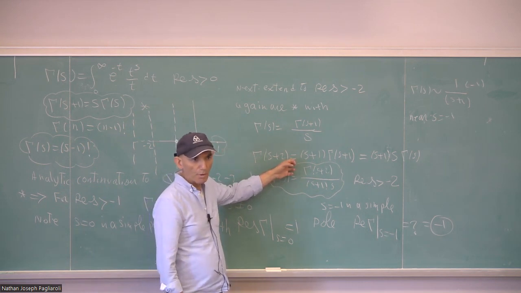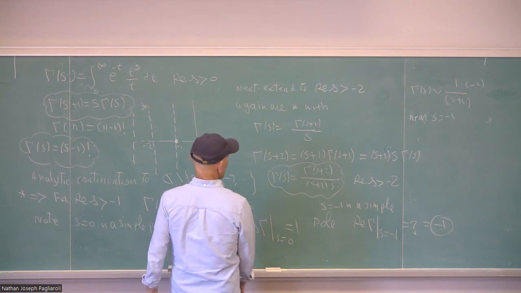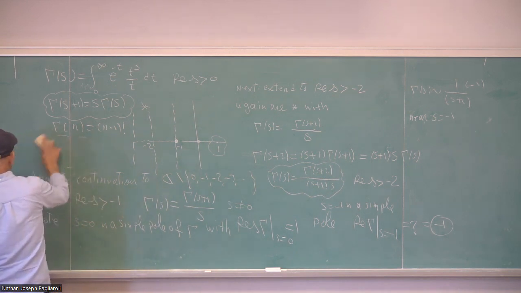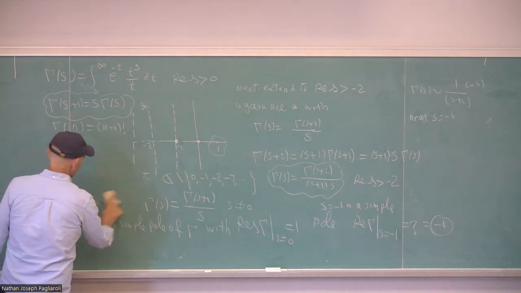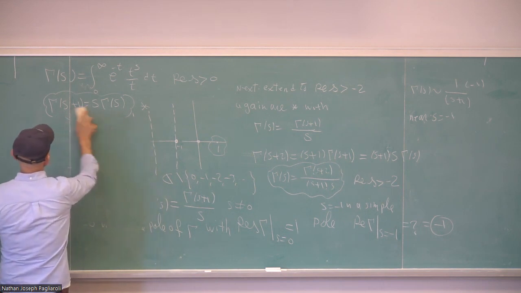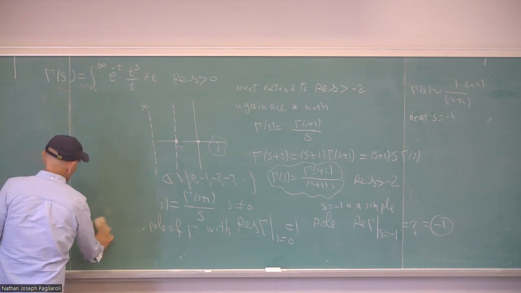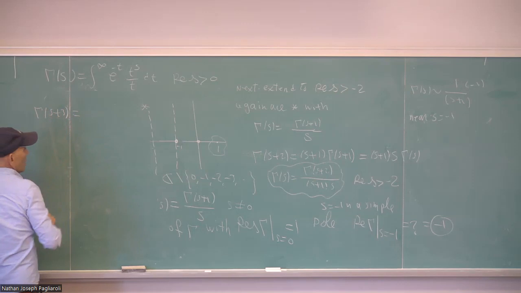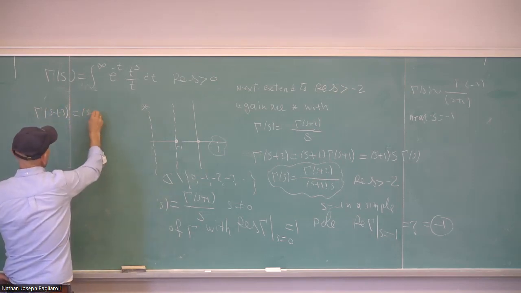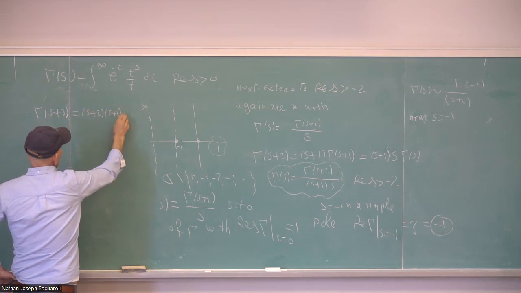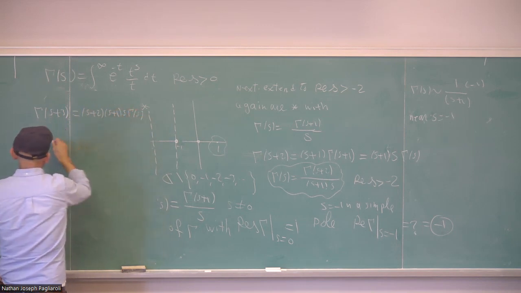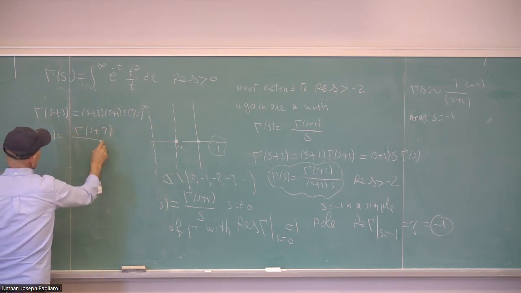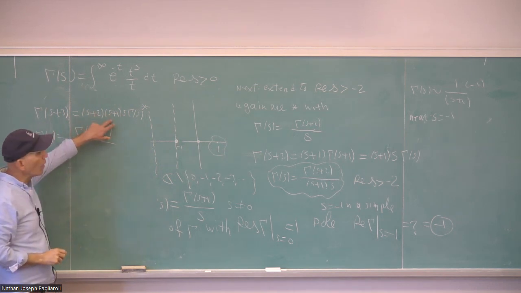So I just use gamma of s plus 3. General formula is never good, so let's write it again for s plus 3. Gamma of s plus 3 is equal to s plus 2 times s plus 1 times s times gamma of s. So gamma of s is equal to gamma of s plus 3 divided by s plus 2, s plus 1 times s.